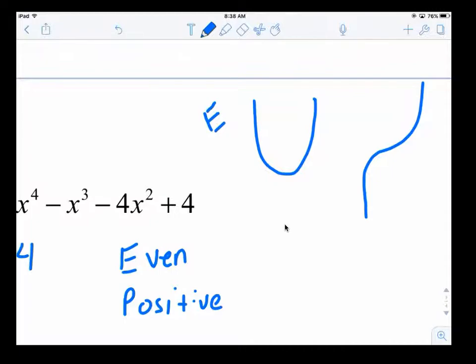Then with an odd degree they go in opposite directions. So if it was odd and positive, as x goes to infinity, the y values go towards infinity, and as x goes to negative infinity, the y values go to negative infinity. And if this was negative, it just switches because it's a reflection over the x-axis. These are the two general shapes that you need to know: either an even graph or an odd graph.